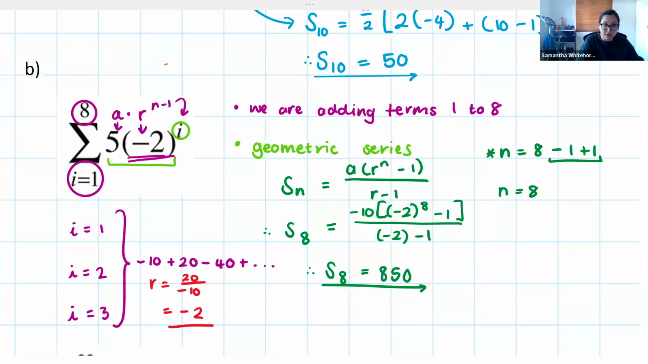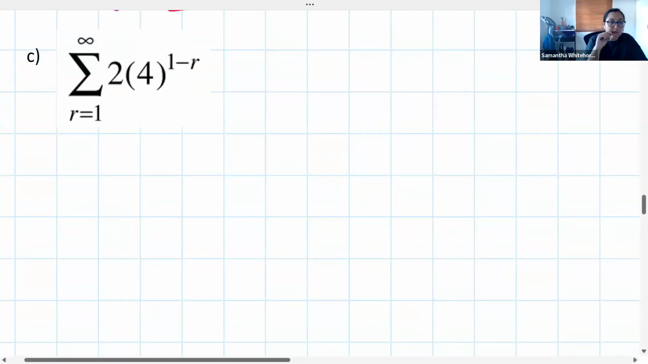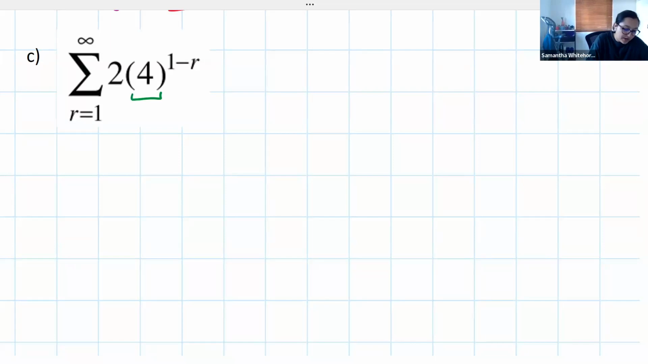Right, I assume we've got our screenshots. Okay. Right, so if we have a look at C, we've got the sum from R equals 1 to infinity of 2 times 4 to the power 1 minus R. Now, please remember, infinity only happens with geometric series. It also only happens with geometric series where R is between -1 and 1. So this R value is maybe throwing us a little bit off, because it's not between -1 and 1, it's 4. That's much bigger than the range we want.